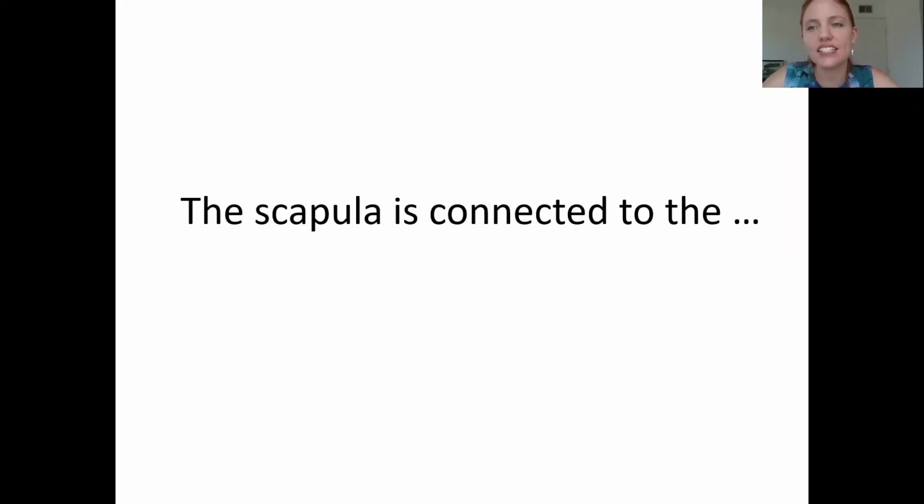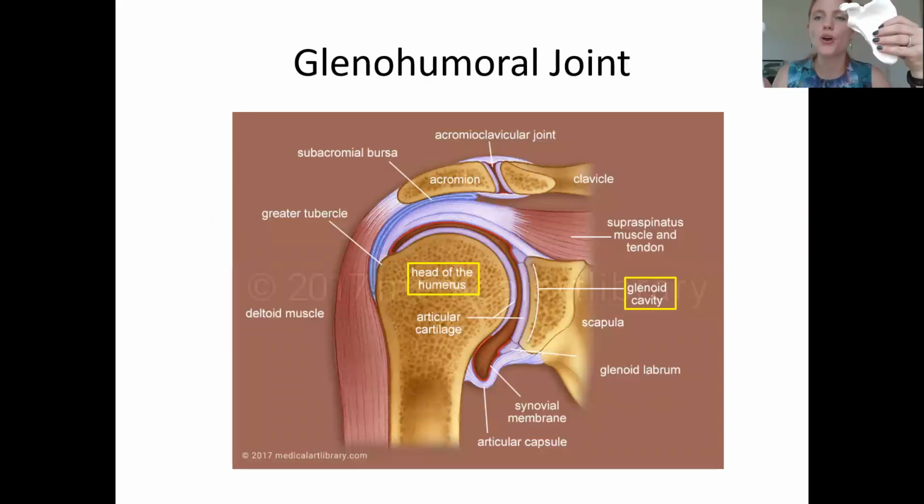On the second lecture piece of the appendicular skeleton lecture, we've already talked about the pectoral girdle, which includes the scapula and the clavicles. Now we're going to be moving on to the arm. For the arm, what bone sits in this glenoid cavity? That would be the humerus. This creates what's called the glenohumeral joint. Gleno as in glenoid cavity, humeral as in humerus.